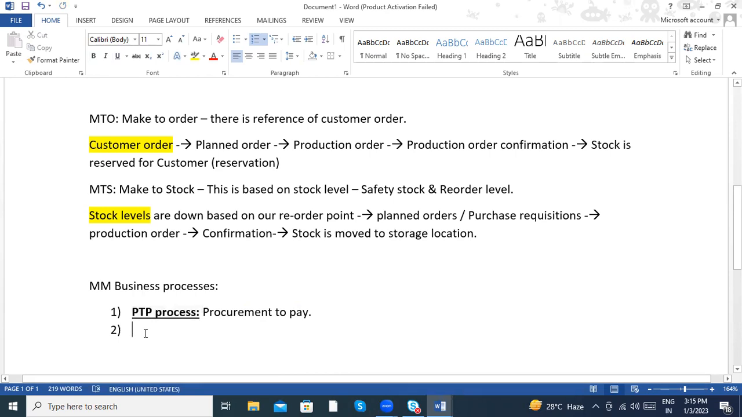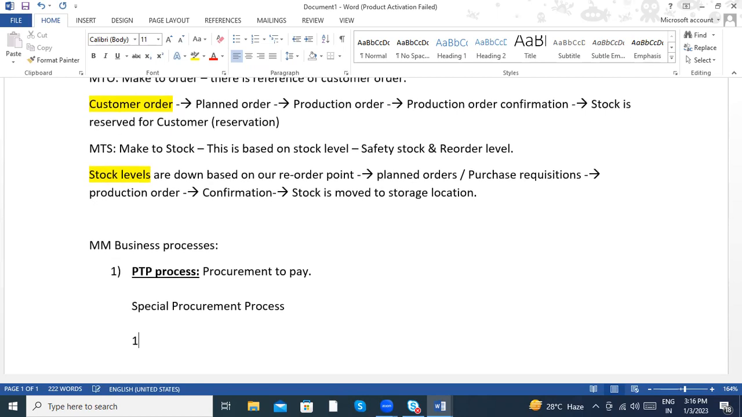It depends on their internal design process, whatever it may be. It's a different process. So let's see some of the different kinds of business process. We call this special stock procurement. Apart from the standard business process, we can also have some special procurement processes. So let's see what the special procurement processes are.